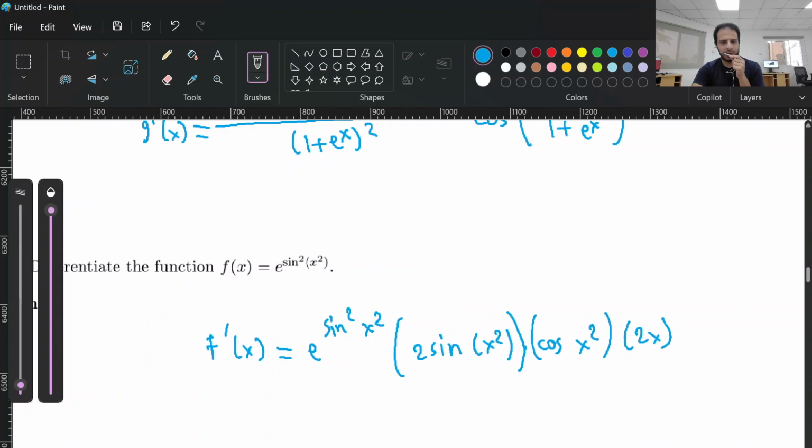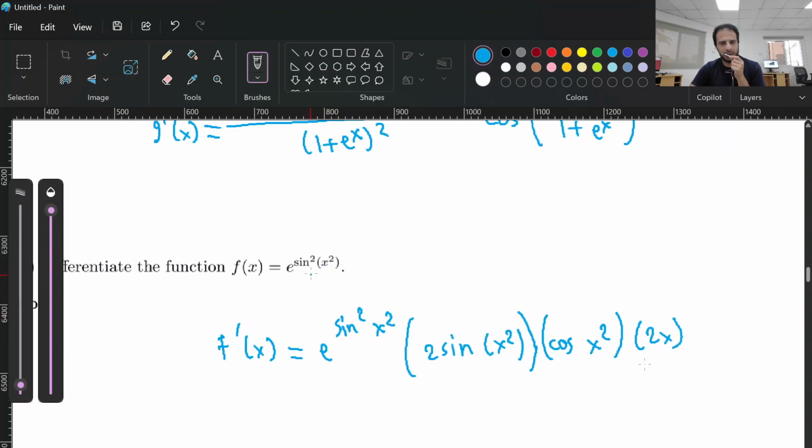Let's check our solution again. So first we start with e. The outer is the same thing, right? This is good. Then we start differentiating sine squared, which is 2 sine x squared. Then the inner is sine. Derivative of sine is cosine x squared. Now the inner is x squared, 2x. The inner is x. Derivative is 1. But we don't write 1 usually because it's just 1, right? Are you good with this? Do you have questions?